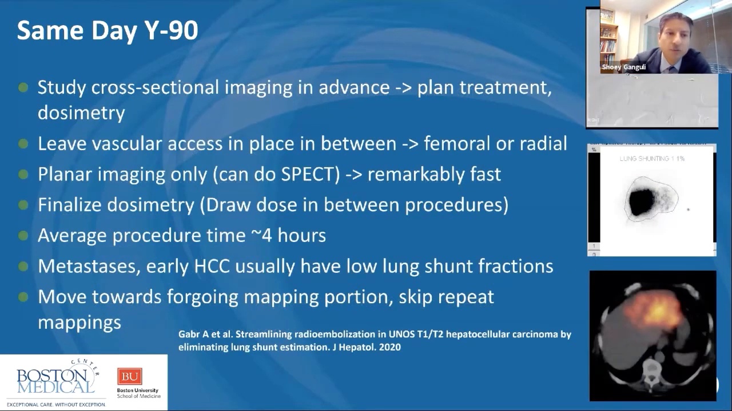Just some tips from our same day Y90. I think it's really important that you study the cross-sectional imaging in advance and really plan the treatment and your dosimetry before the day of. You really know what you're going to do, and then you can always change the plan depending on what you see.